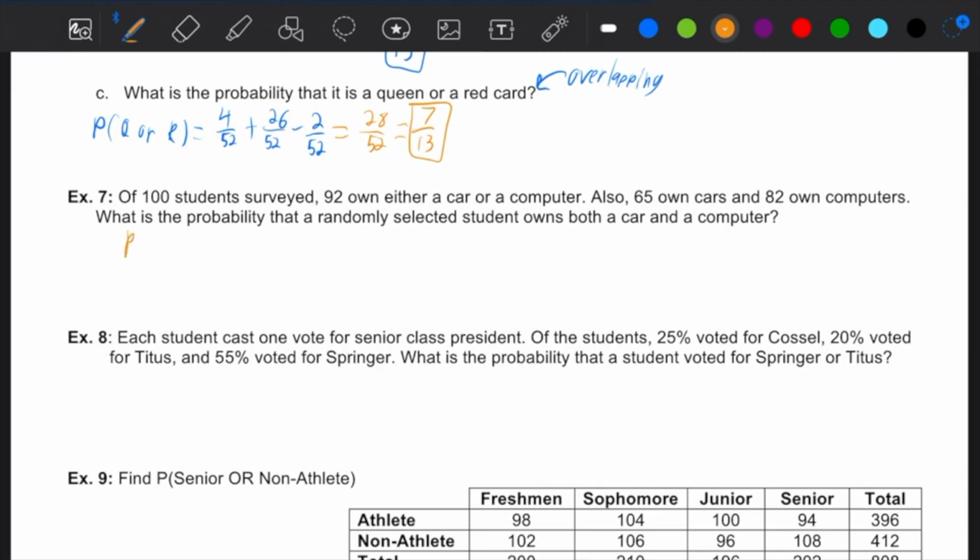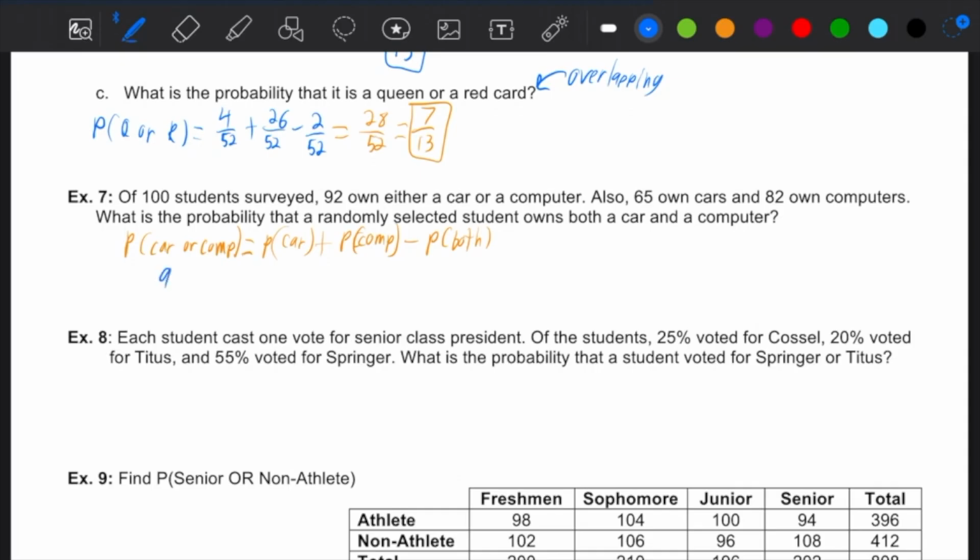So, the probability of a car or a computer would be equal to the probability of owning a car plus the probability of owning a computer minus the probability of owning both. So we plug in what we know and solve for what we don't.